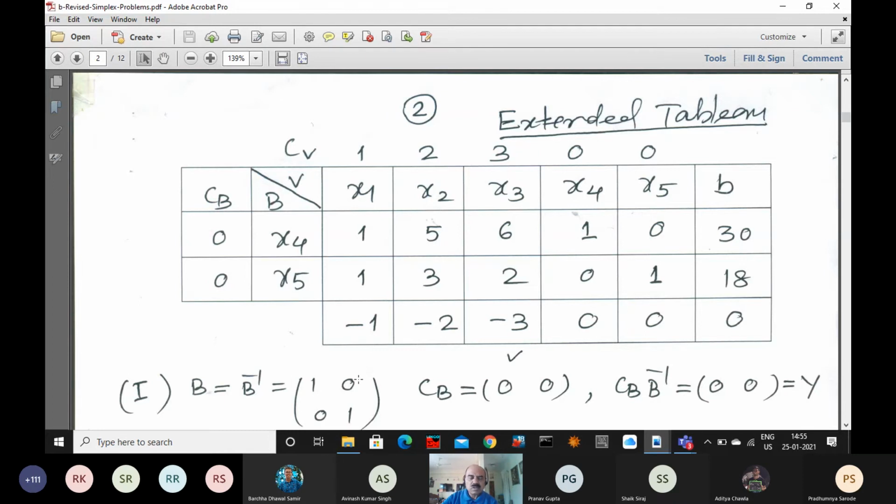For the variables, the coefficients are: X1 equal to 1, X2 equal to 2, X3 equal to 3, X4 equal to 0, X5 equal to 0. And the right hand side is not XB; actually the right hand side value is B. I am keeping B, not XB. So B1 equal to 30, B2 equal to 18. The elements in the last row of the simplex table are -1, -2, -3, 0, 0, 1. For the simplex, here we have to calculate.